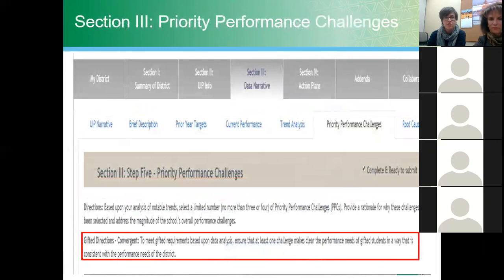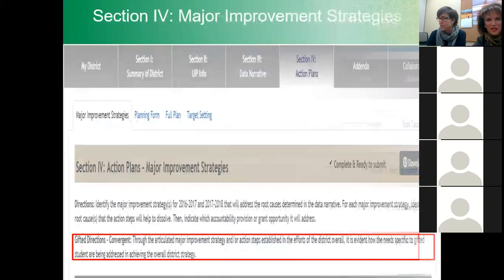And then again, this is just a screenshot of what the directions will look like in the online system. So you can see. Are they going to be boxed in red like that? Sorry, we just called out the box in red for the screenshots so that you can see it.